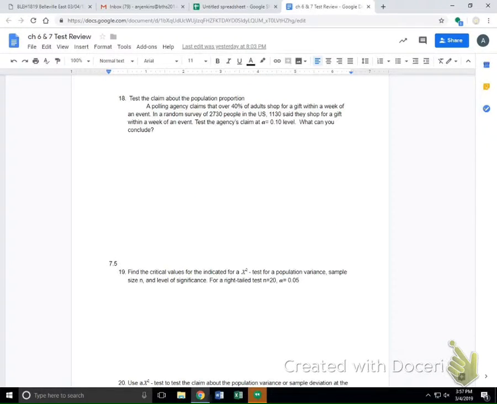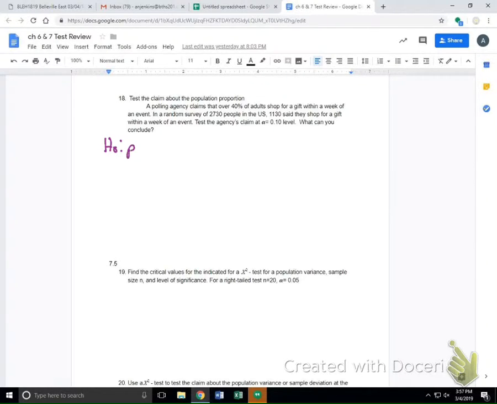So we are now on to our last page. We see that the next question is test the claim about the population proportion. A polling agency claims that 40% of adults shop for a gift within 1 week of the event. A random survey of 2,730 people in the U.S., 1,137 shop for a gift within the week. Test the agency's claim at an alpha of 0.1 level. What can we conclude?